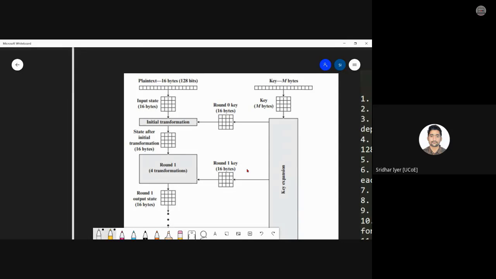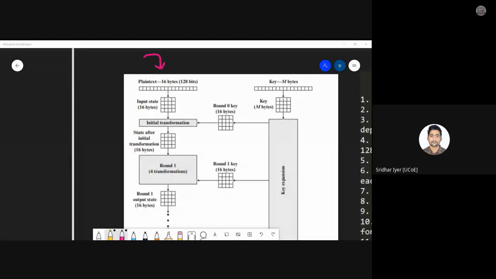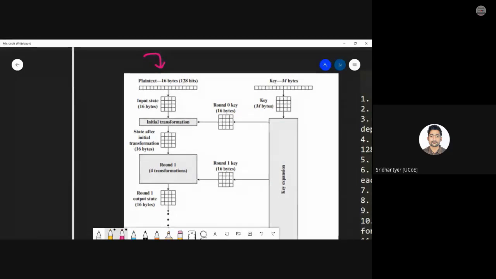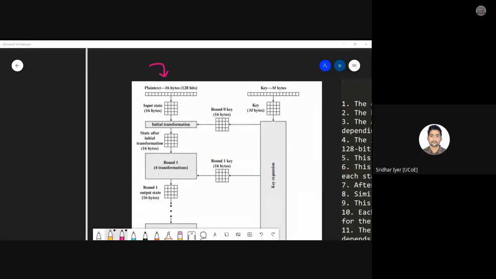The plain text is of size 128 bits. This is the very first striking difference as compared to DES. What was the plain text size in DES? It was 64 bits, right? Yes or no? I will keep on asking questions in between. Fine. So in the case of DES, the plain text size was 64 bits. In this case, the plain text is divided into blocks of size 128 bits.